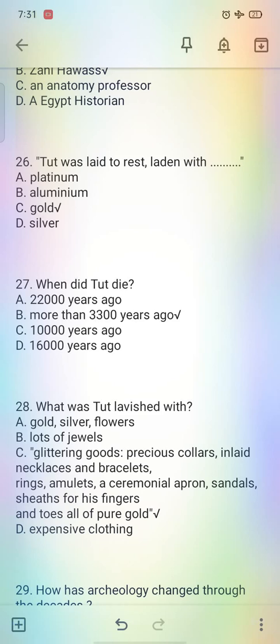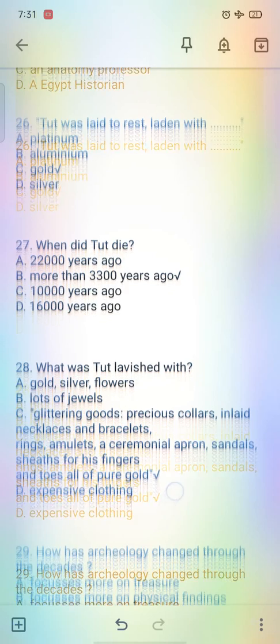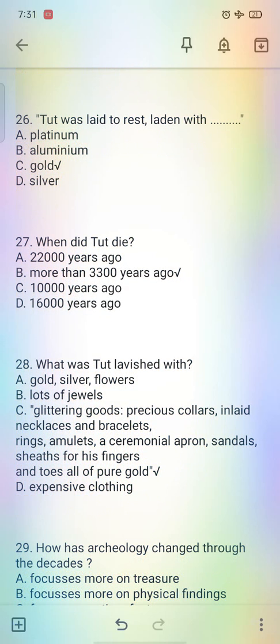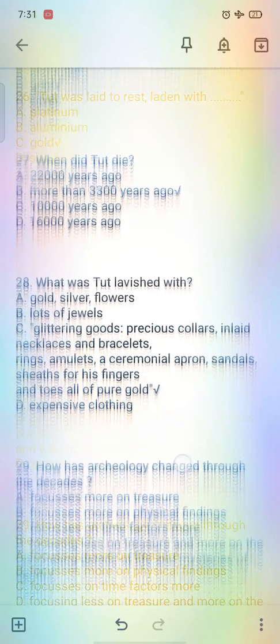nobody can rest his body with platinum, aluminum, or silver. So gold will be the correct option. Now the next is 27. When did Tut die? First option, 22,000 years ago; more than 3,300 years ago; 10,000 years ago; and 16,000 years ago. So B, second option will be correct.